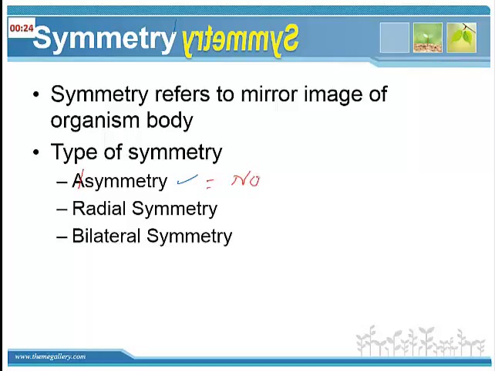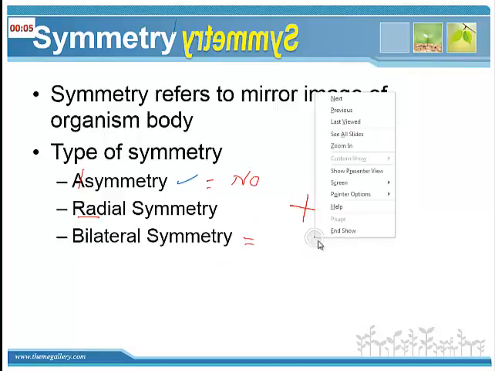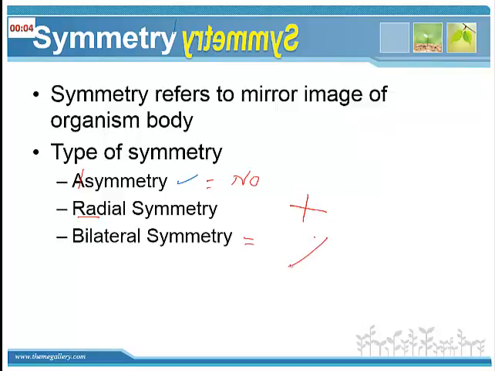Radial symmetry refers to when you require four different cuts of an organism to get equal pieces or mirror images of the organism. When you say bilateral symmetry, the organism requires one cut so that the equal halves show identical images. That's what we call bilateral symmetry.